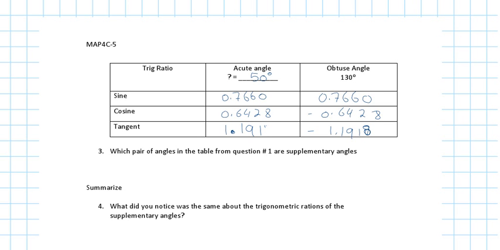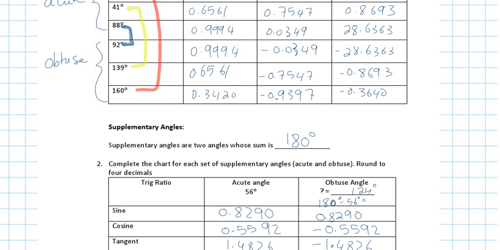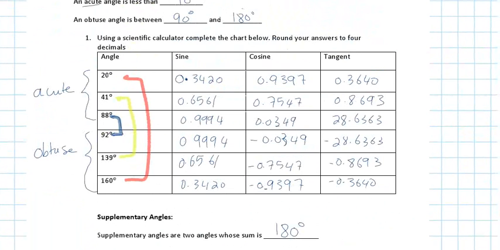Okay. So let's write down what we just came up with. First, we're going to talk about which pair of angles in the table from question number 1 are supplementary angles. So going back to the table in question number 1, which ones are supplementary? We already figured that out and we color coded them. So we said that 92 and 88, 139 and 41, and 160 and 120. So we're going to write the answer down here.